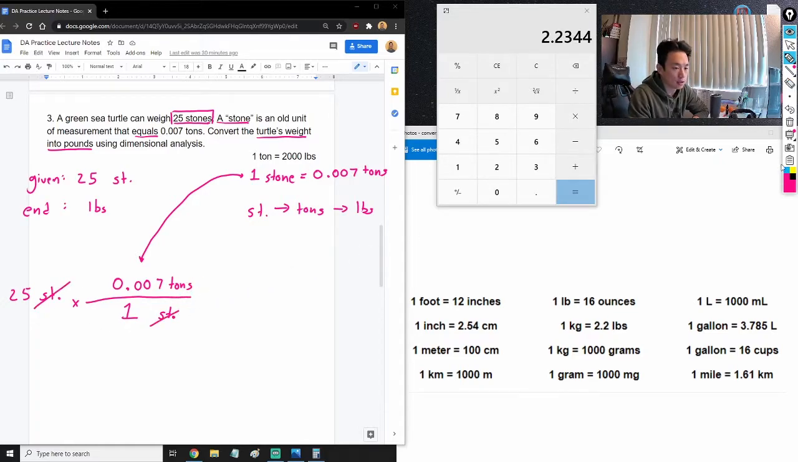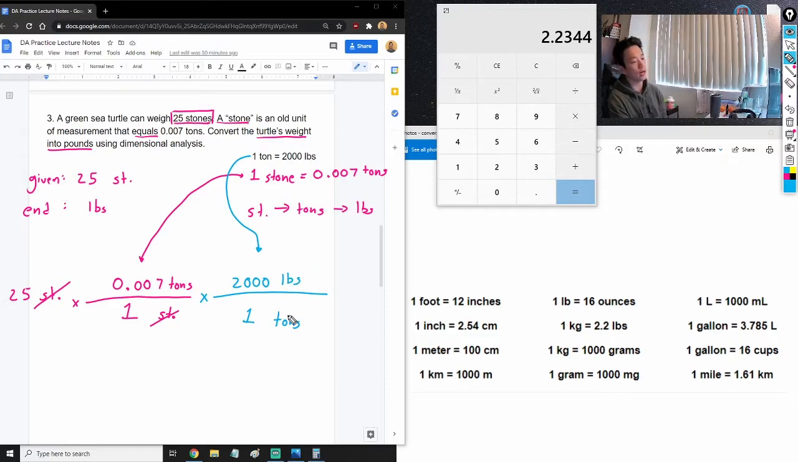Okay, but we're not done yet because we need to turn tons into pounds. So we're going to set up a second fraction. And for this fraction, we're going to be using the second equation. Now, I want to get rid of tons here, so I'm going to put tons on the bottom. And it tells us in this problem that 1 ton is equal to 2,000 pounds. So I'm going to put 2,000 pounds on the top over 1 ton because if they're equal, they can be on the same fraction. And then from there, the tons can cancel out. And the only thing you have left is pounds, which is good because that's what you're looking for.